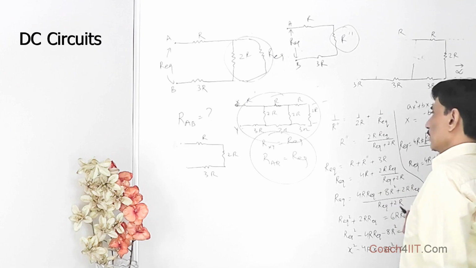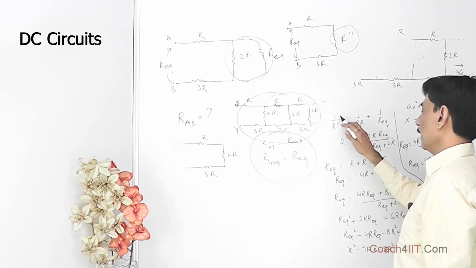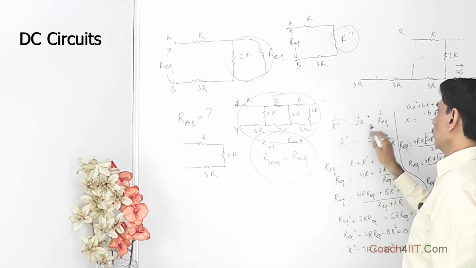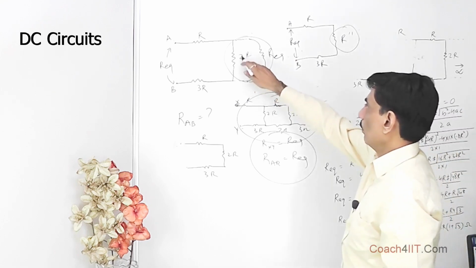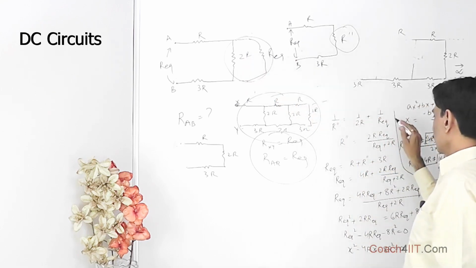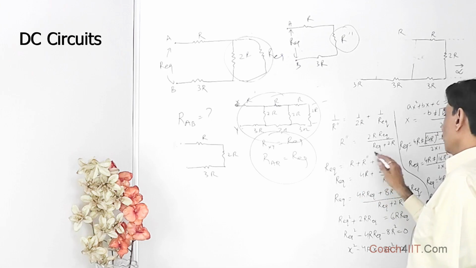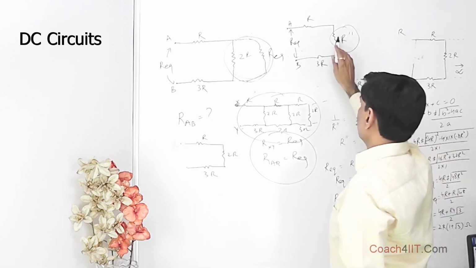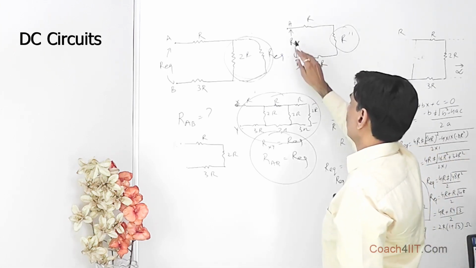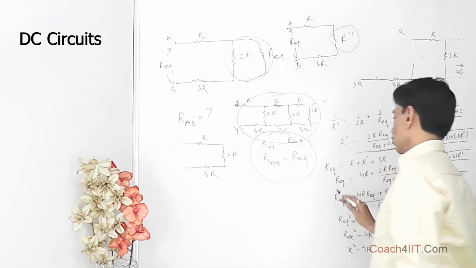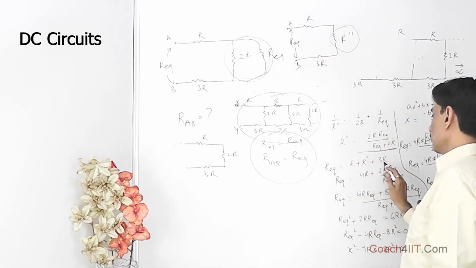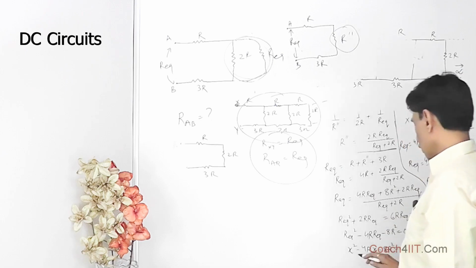These calculations have already been done. To save time, 1 by R double dash is equal to 1 by 2R plus 1 by R equivalent. When you solve it, this comes out to be like this. Now this plus this, they are in series and they make the equivalent resistance R equivalent only. So R equivalent is R plus R double dash plus 3R. This goes like this, you solve it.